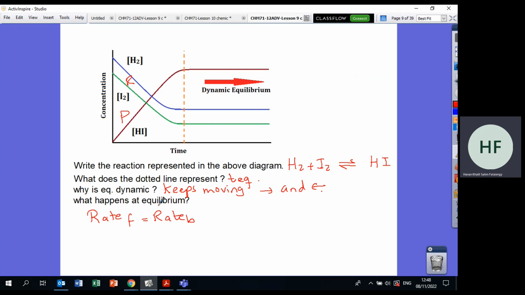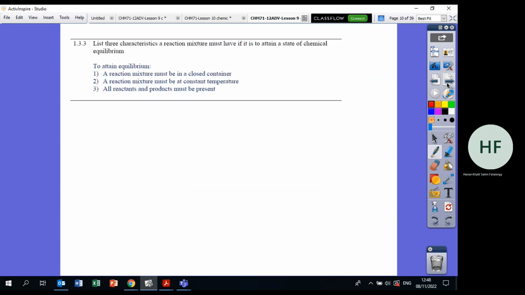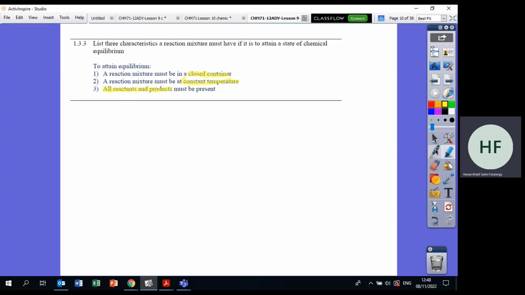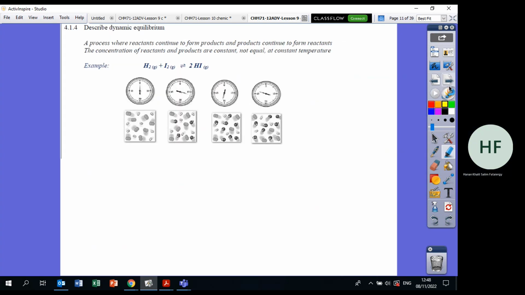Equilibrium means equal. What is equal? Rate forward equals rate backward. And reactants and products are constant. So remember, these 2 things happen at equilibrium. Reactants and products are constant, and the rate forward is equal to the rate backward, because equilibrium means there is something equal. Now, conditions for equilibrium. First, we have to have a closed container, constant temperature, and all reactants and products are present, so that's why we use a closed container so that nobody escapes.